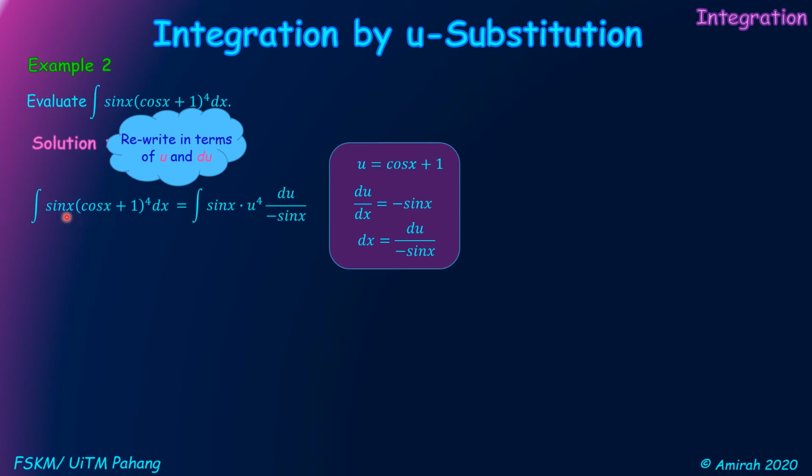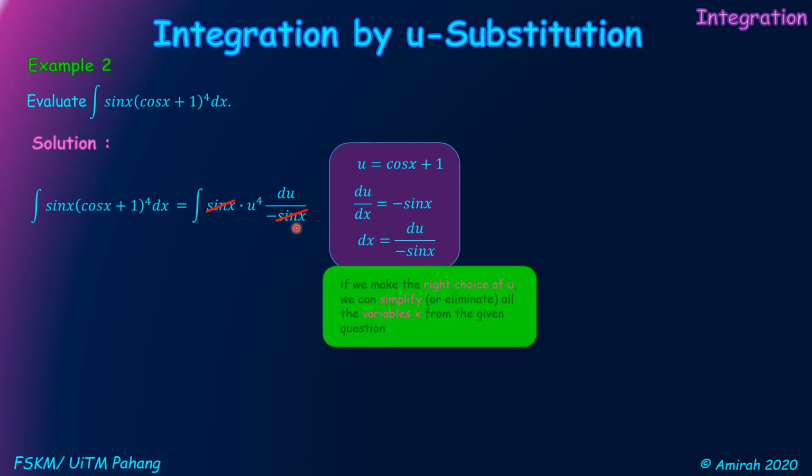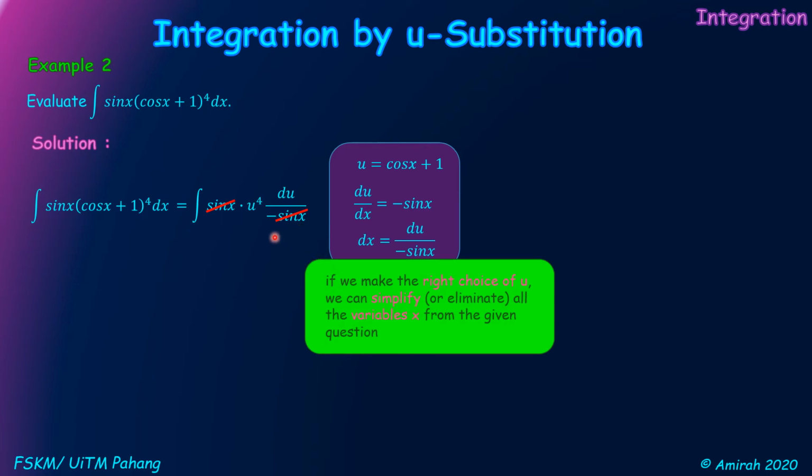So, from the given question, our u, we choose equals cos x + 1. So from here, cos x + 1, we can write u to the power of 4. We still have sin x here, and then dx, we replace by du over negative sin x. And after that, we can simplify sin x here and sin x in the denominator here. So if we make the right choice of u, we can eliminate all the variable x from the given question. It means we choose the correct u.